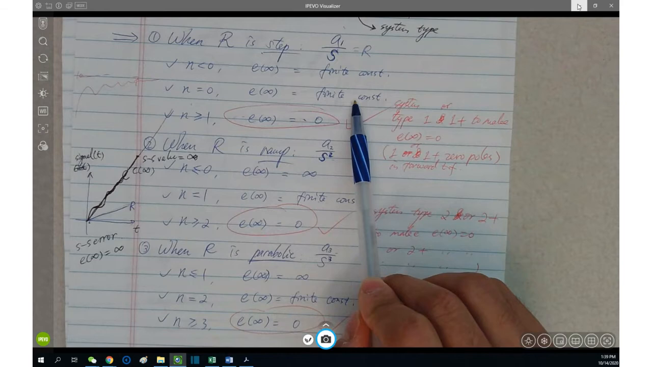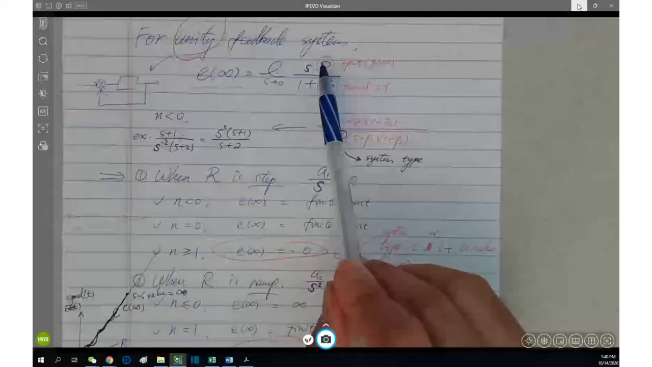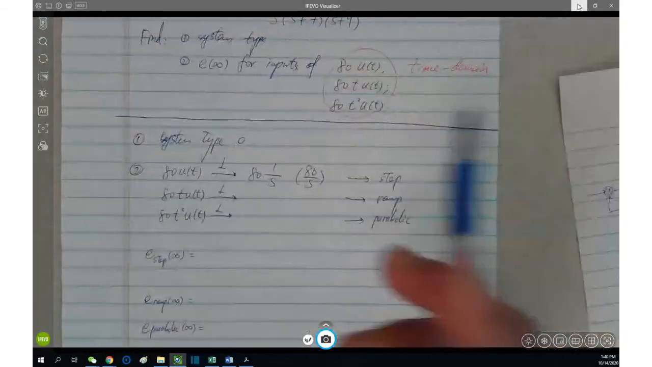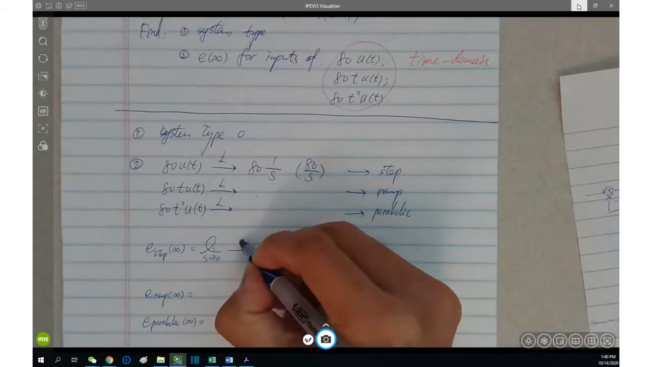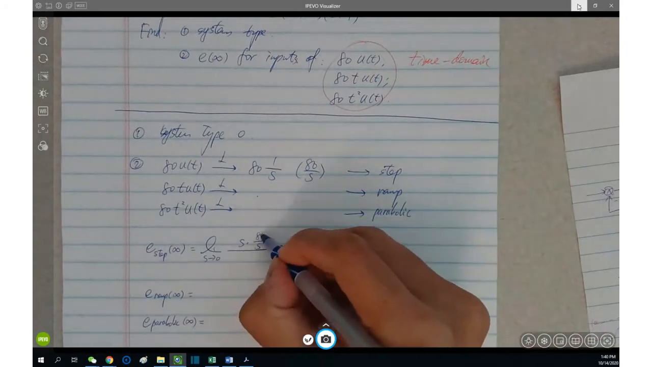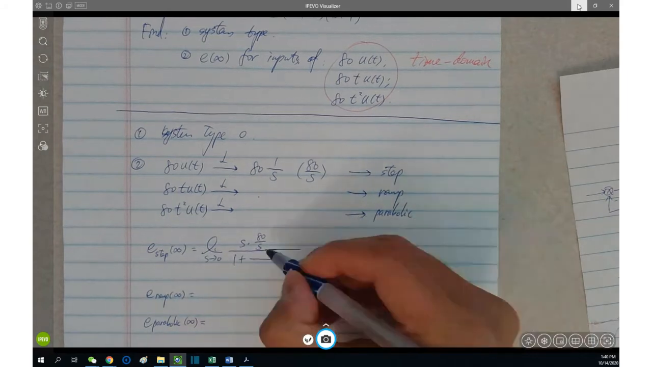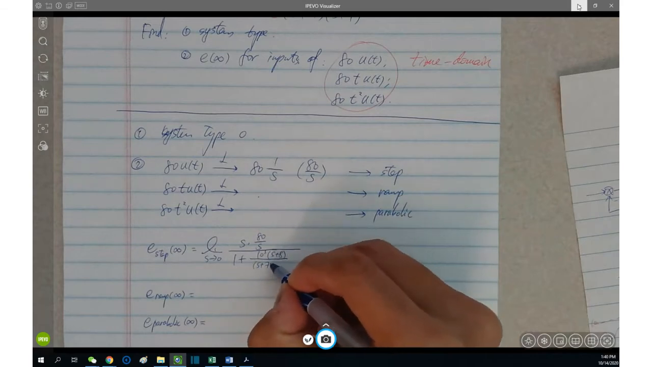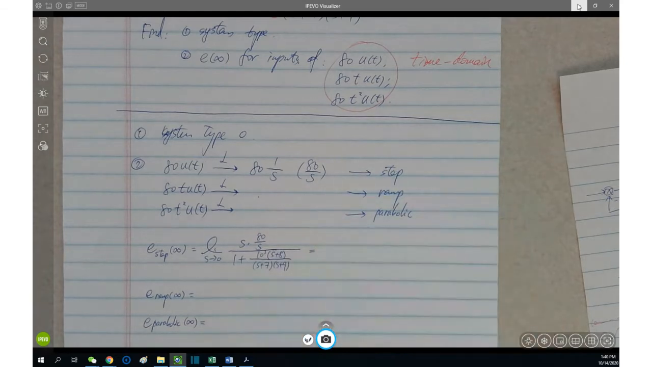Finite constant means you need to really do the calculation. Substitute R here by the step, right? So go back to here, the limit as s approaches 0, and the numerator is s times the input, which is 80 over s, and then 1 plus the G, which is this. Right? Does it make sense?